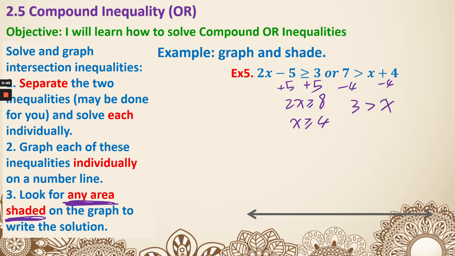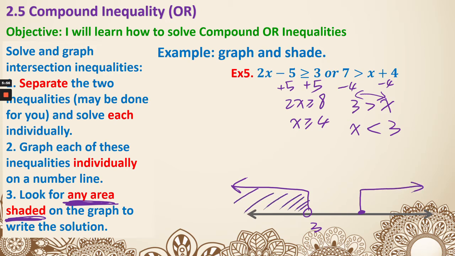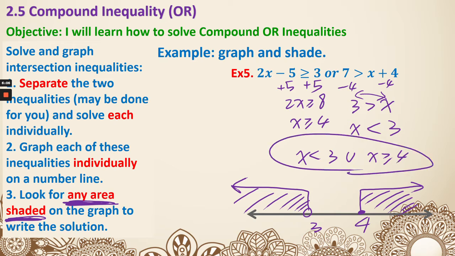Then we need to make sure the x is on the left side, so they switch. x is less than 3. Less than 3, greater or equal to 4. So shade both the outside. Final answer, x is less than 3, union, x is greater or equal to 4. Preferably putting the smaller number on the left, in the front. So that's how we write it.